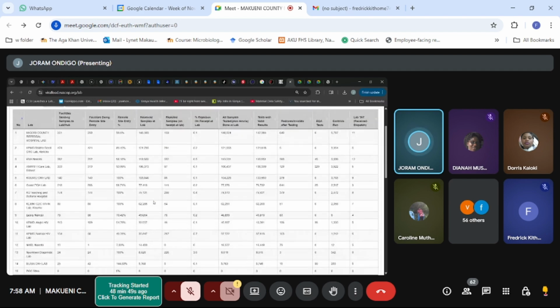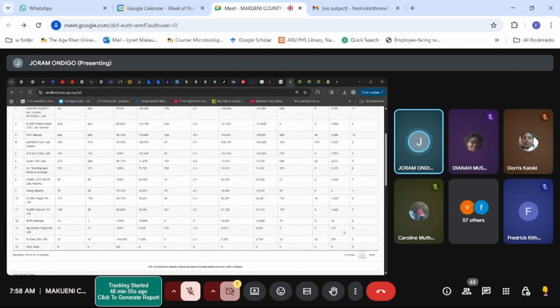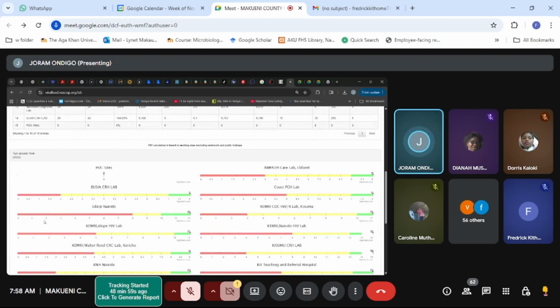Where's Busia? That one is Migori. Let me find Busia. Busia has 8 days. Where's Busia here? Anybody seeing Busia? Yeah, something like that. So you see, broken down.